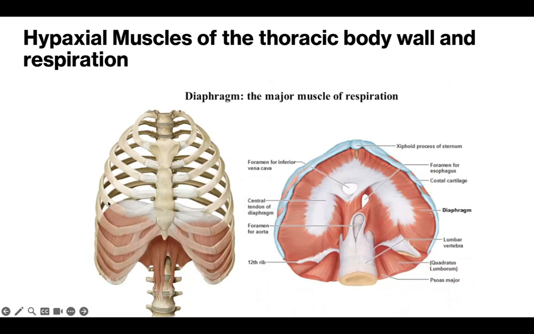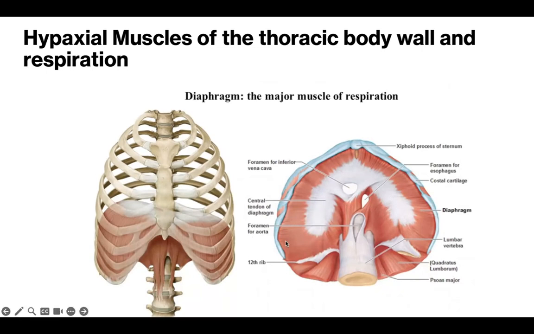All right. Now we can see this inferior view, which is pretty cool. We can see that there are some openings, some foramens, some holes, right, to allow for the inferior vena cava as well as the esophagus. But it does give you a good view of the origins and insertions for this muscle. All right, so let's talk about where it connects.